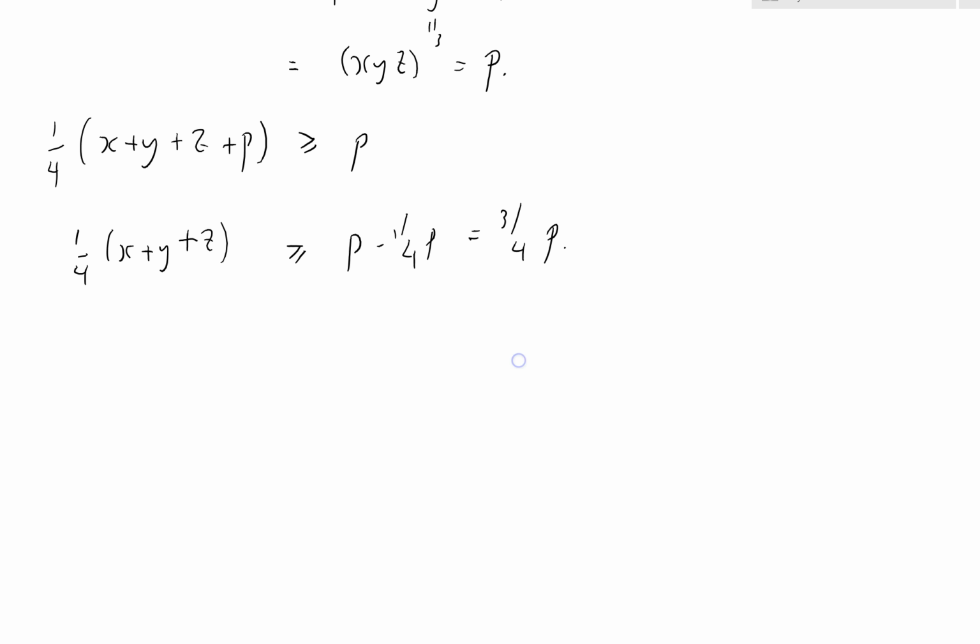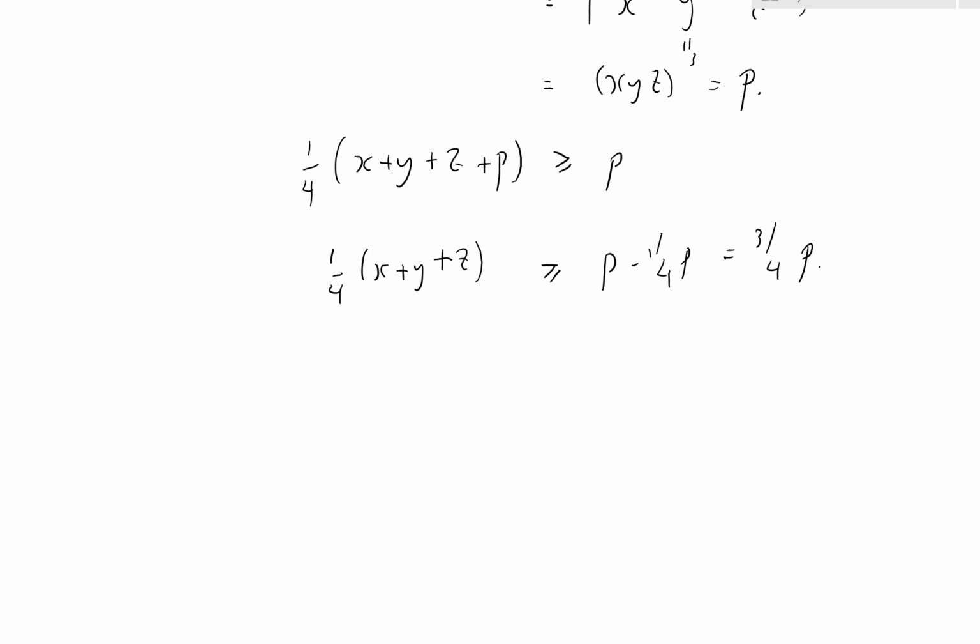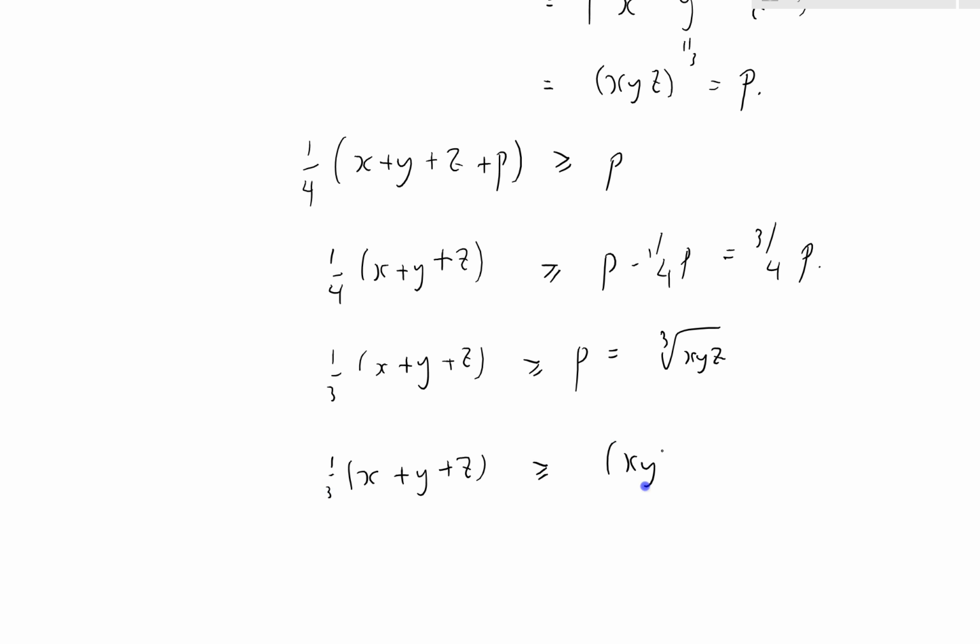Oops, sliding around here. Let's try that again. So that tells me, just bringing down the factors there, that 1/3 of x plus y plus z is greater than or equal to p, which equals the cube root of x, y, z. And so that tells me that x plus y plus z is greater than or equal to x, y, z to the 1/3, which is the arithmetic geometric inequality for 3 variables.